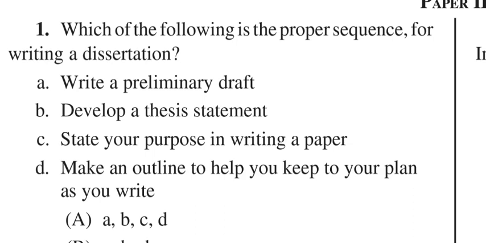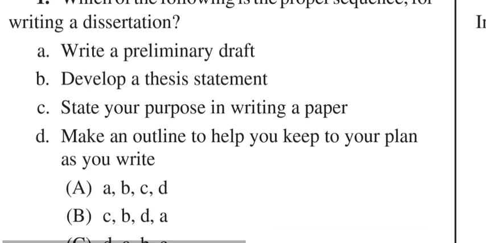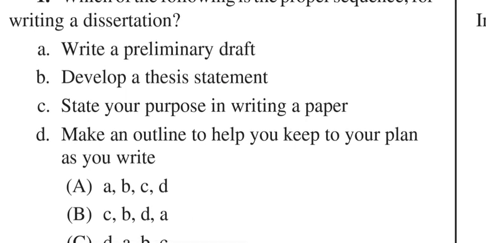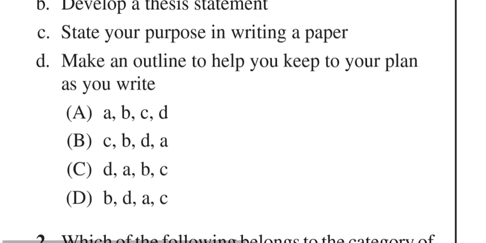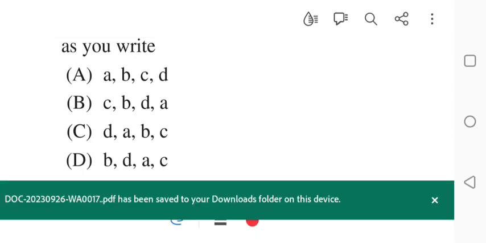Questions like this are often asked. That's why you must be prepared to answer and face them. So the correct answer will be B. That means first C will come. You have to first state your purpose in writing a paper, then B, develop a thesis statement, then D, make an outline to help you keep to your plan as you write, and then A, write a preliminary draft. So this is the fundamental way to write a dissertation.